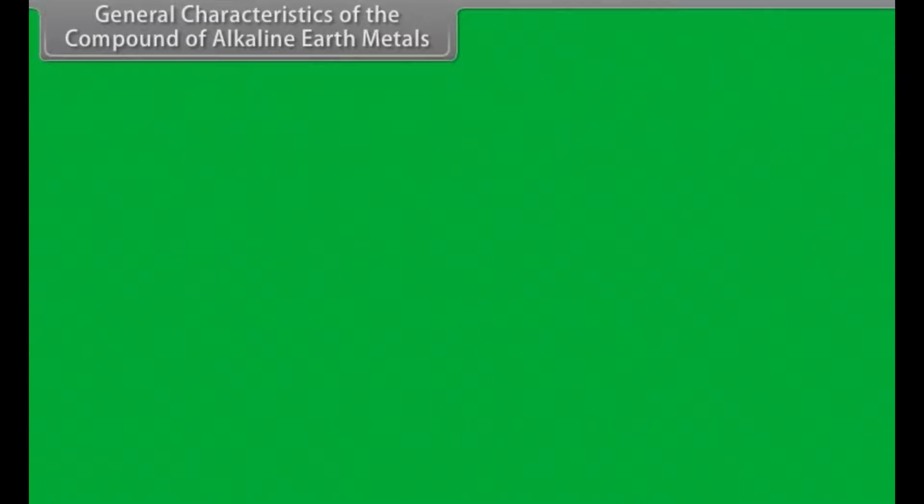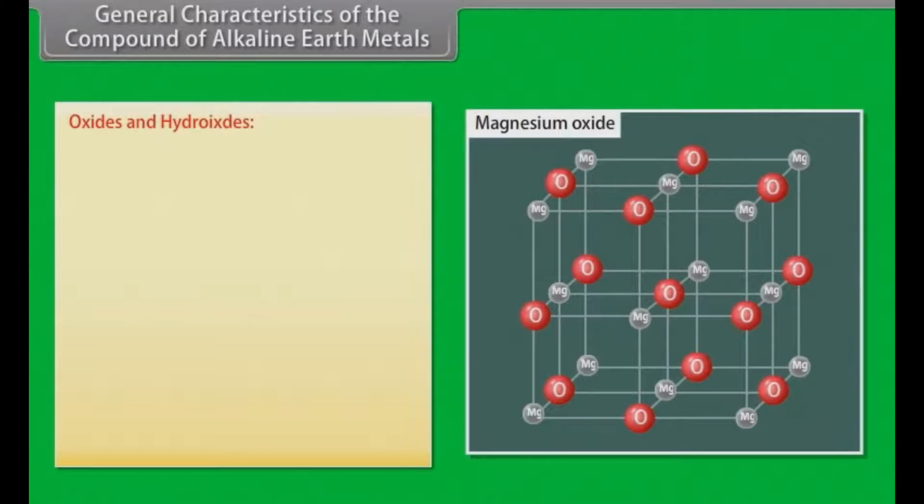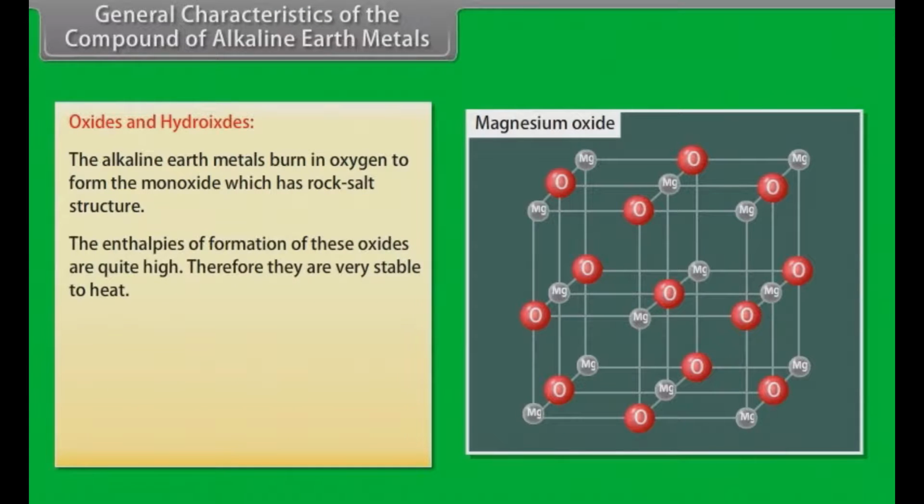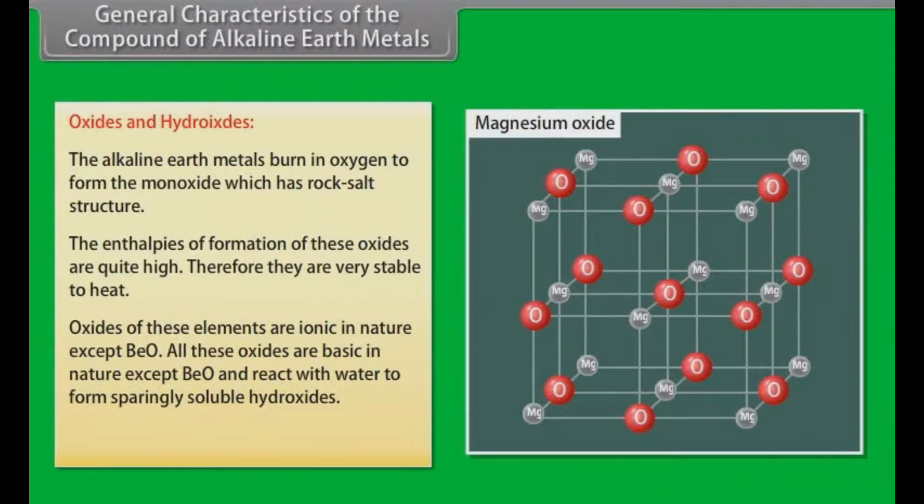General characteristics of the compounds of alkaline earth metals. Oxides and hydroxides. The alkaline earth metals burn in oxygen to form the monoxide, which has a rock salt structure. The enthalpies of formation of these oxides are quite high. Therefore, they are very stable to heat. Oxides of these elements are ionic in nature, except BeO. All these oxides are basic in nature, except BeO, and react with water to form sparingly soluble hydroxides.